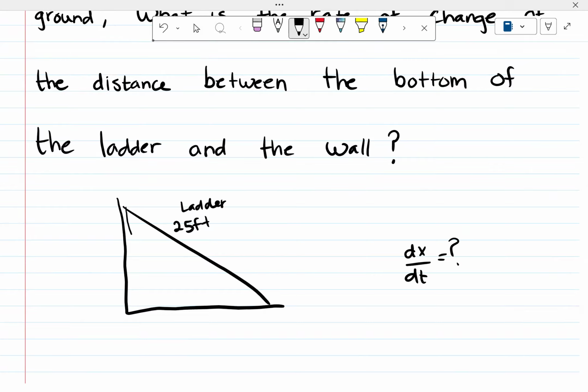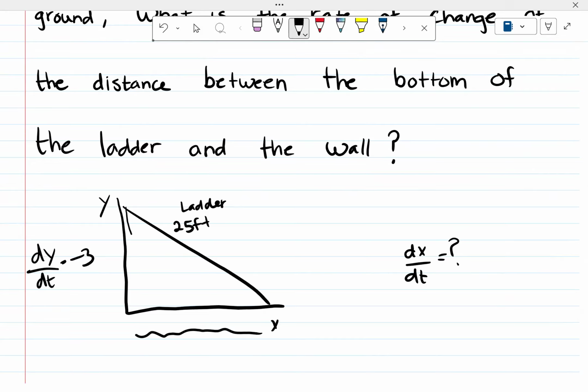And they give us a few things. What did they tell us? The ladder's 25 feet, yes. And what else do they say? They say that it's sliding down a vertical wall at a constant rate of 3 feet per second. So this is your vertical, this is your horizontal, right? So they're basically saying dy dt, the speed, is -3. That was given. So our goal is to find dx dt.